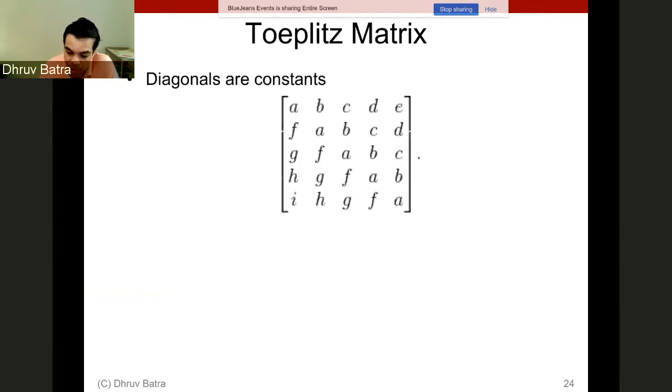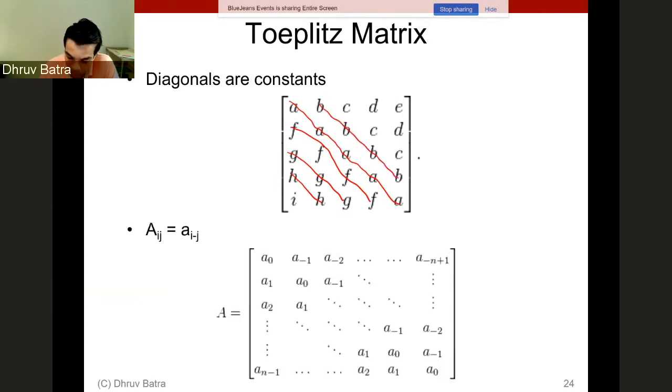If people recall, Toeplitz matrices are matrices that have constant diagonals. Every diagonal has just a constant value on it. It essentially says that you can represent an entry Aij by the difference in the indices. There is a two-dimensional structure here, but really only one degree of freedom. In an n by n matrix, instead of n squared free parameters, there are only order n free parameters in a Toeplitz matrix.